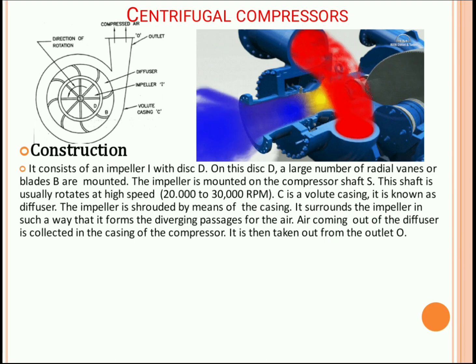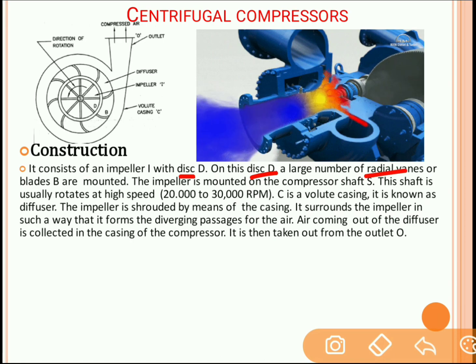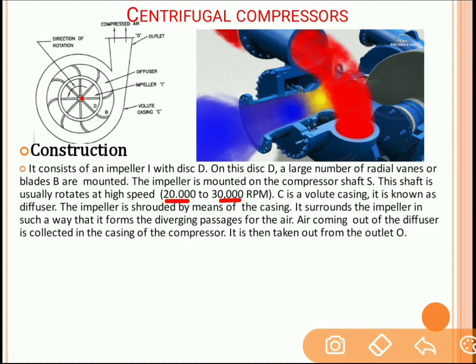Let us see the construction over here. It consists of an impeller I with the disc D. On this disc D, a large number of radial vanes or blades are mounted. The impeller is mounted on the compressor shaft S. This shaft usually rotates at a speed of 20,000 to 30,000 rpm.